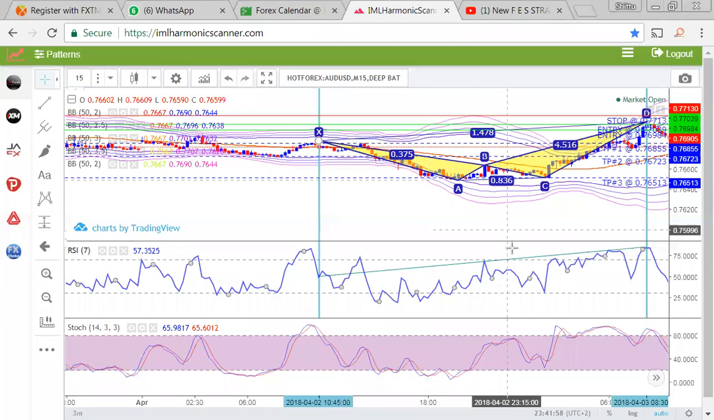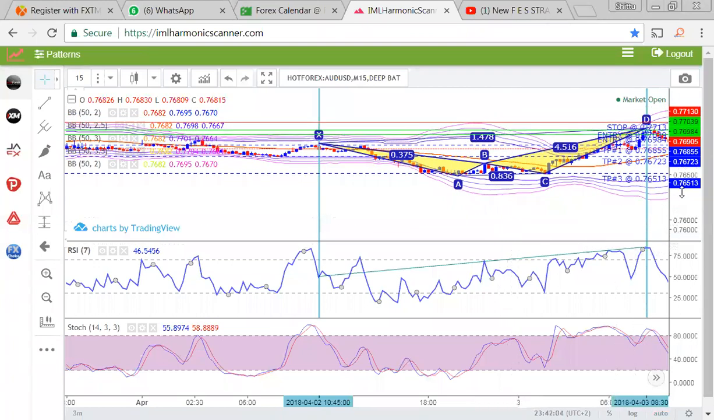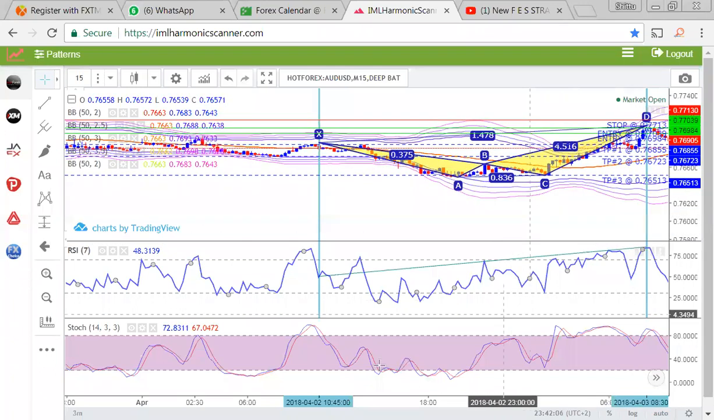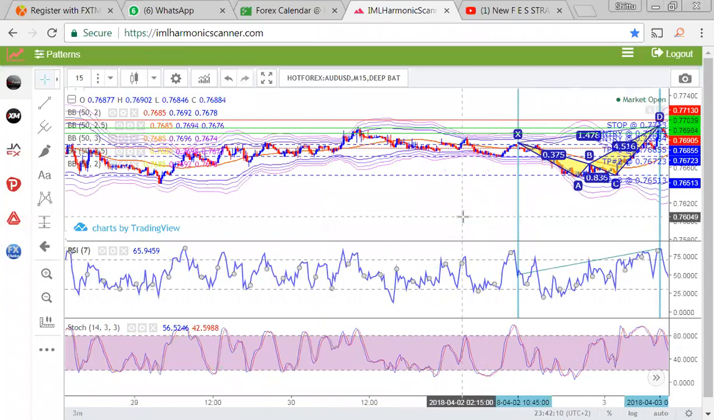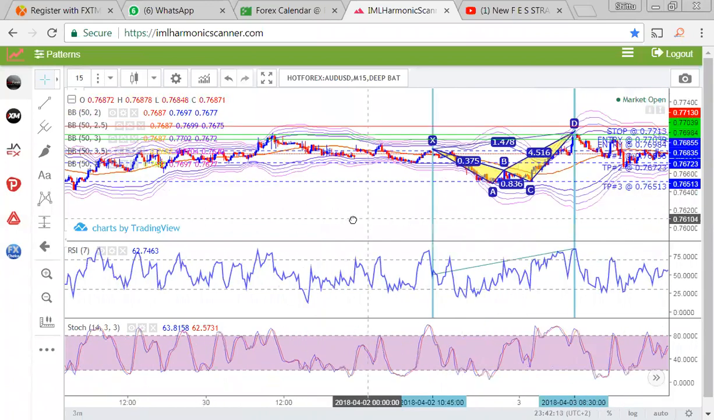So I wouldn't conclude that there is a divergence here, guys. You can see, I won't conclude there is a divergence here at all.